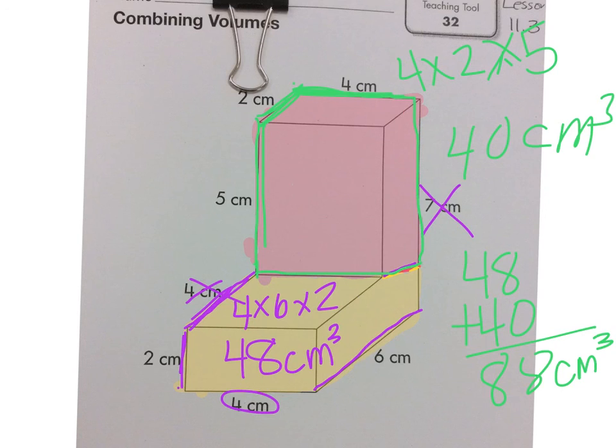Does everybody understand that? First of all, how did we say we found volume? Volume, length. Make sure you have written that down. Times width times height. Make sure you've written that down there.